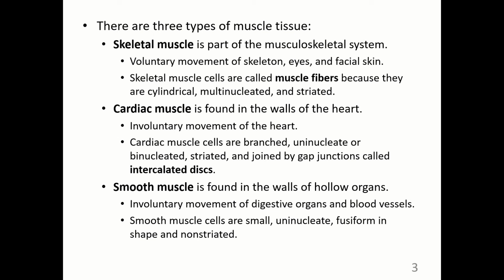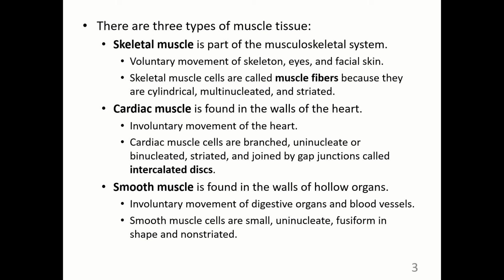Cardiac muscle is found in the walls of the heart. It controls involuntary movement of the heart. Cardiac muscle cells are branched, uninucleate or binucleated, striated, and joined by gap junctions called intercalated discs.